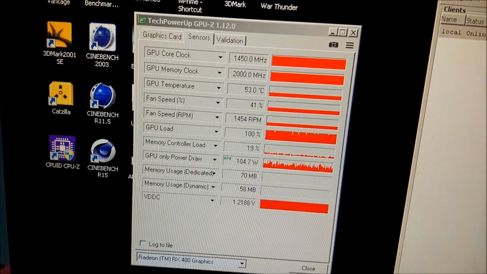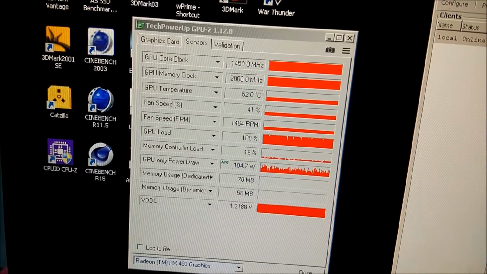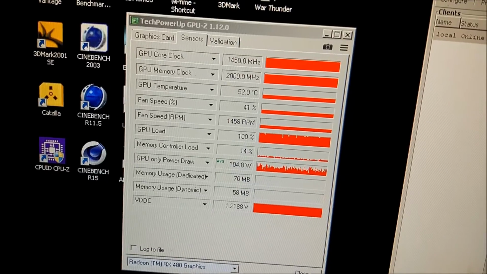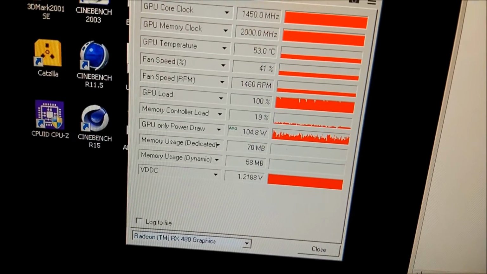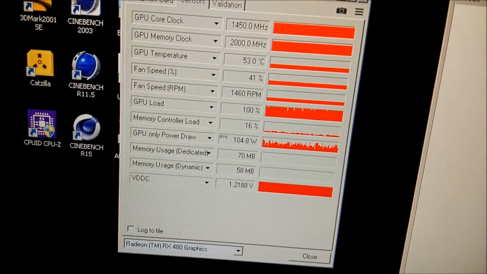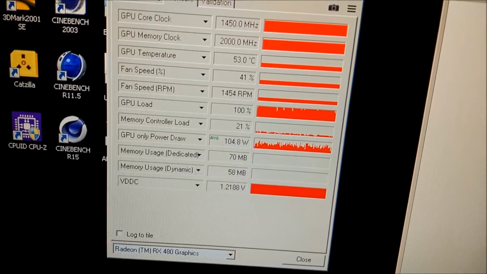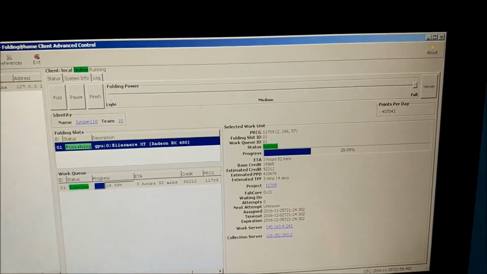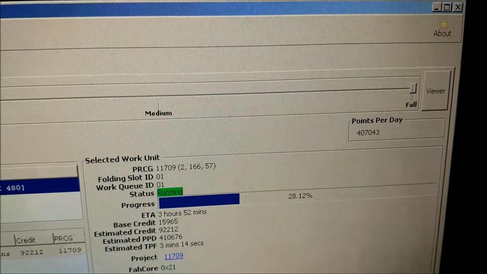You can see it's hovering between 52 and 53 degrees on the GPU, with the fan speed only at 41%, and you can see it's only averaging 104 watts of power usage at about 1.22 volts. That's core voltage, obviously. It's getting 400,000 points per day. So that is pretty insane.